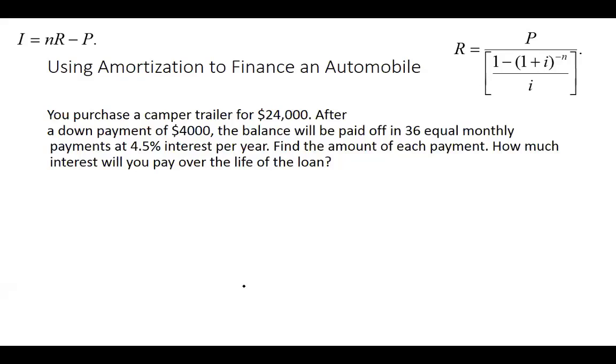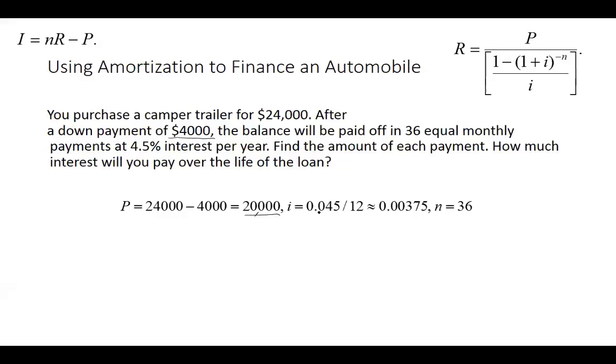Find the amount of each payment, and how much interest will you pay over the life of the loan. So basically, all we need to do is substitute these values into these two formulas. Okay, the first thing is P is equal to subtracting the 4,000 from 24,000 because we are putting down 4,000. So that would be 20,000. That would be placed for P.